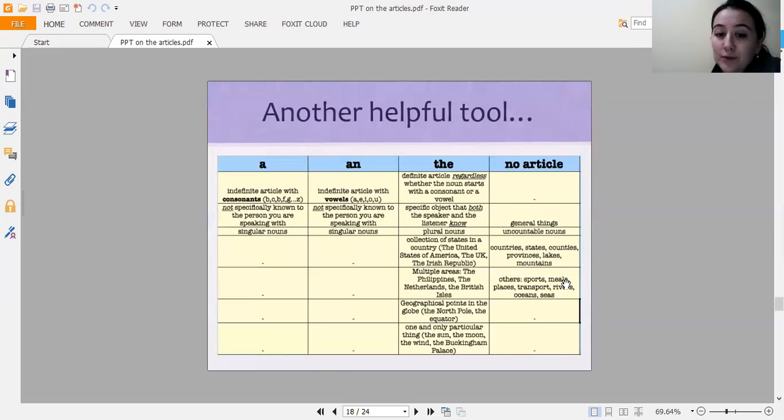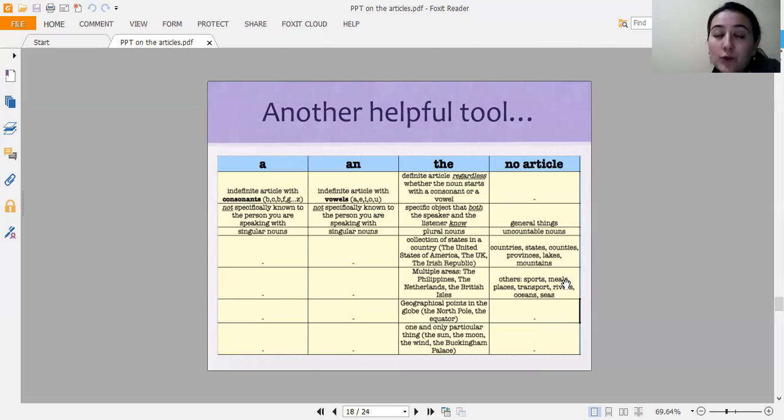So another helpful tool. This is about a, an, the, and no article. We have talked about a, that it is used before a word starting with a consonant and not specifically known to the person you are speaking with. Of course, it should be a singular noun which is not known to the hearer.